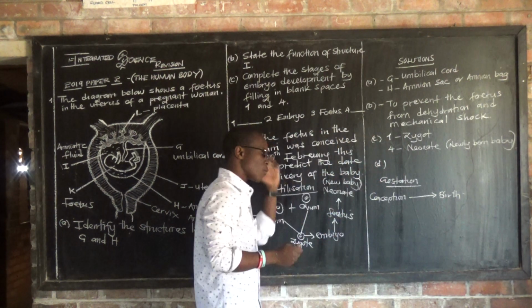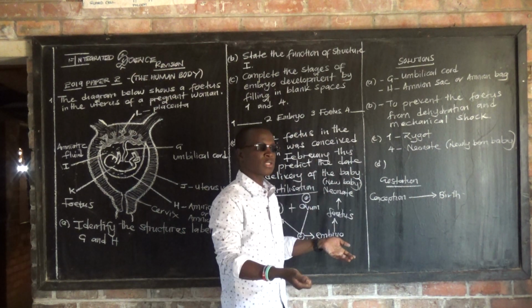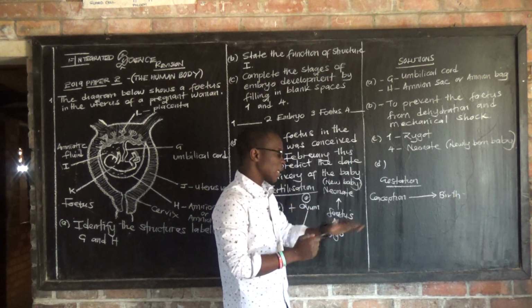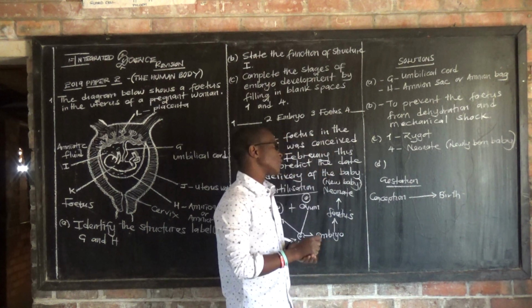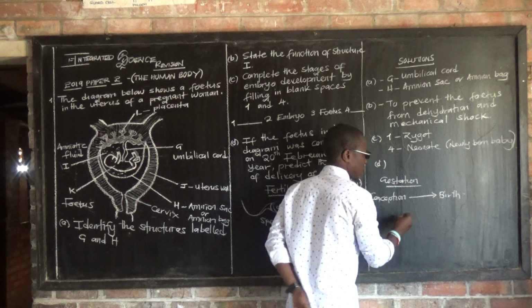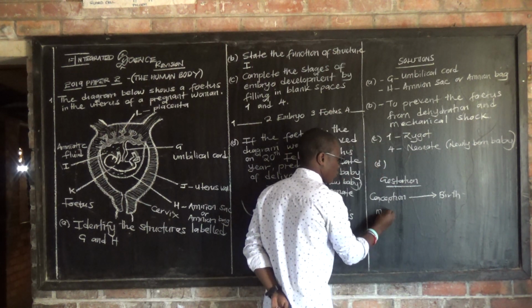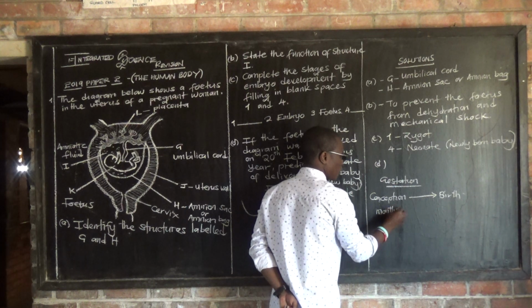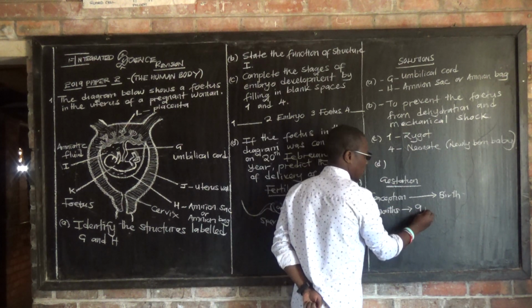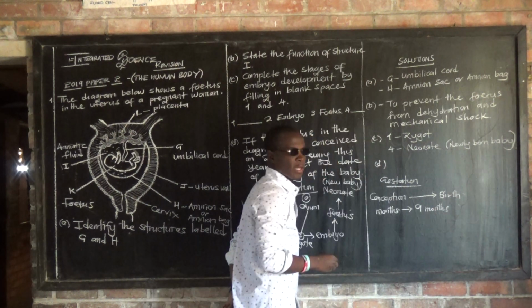The period of time from conception to birth. Conception is the act of getting pregnant. So that period of time can be considered in terms of the months. In terms of the months, it's 9 months. Are we together?